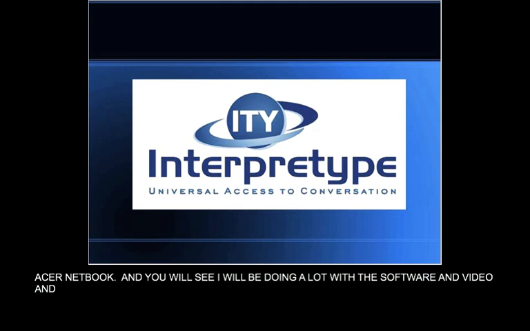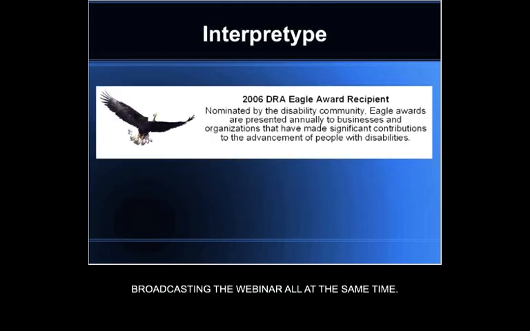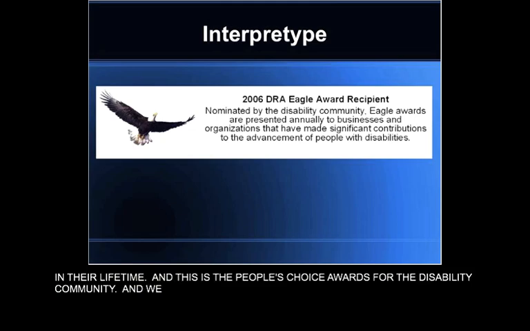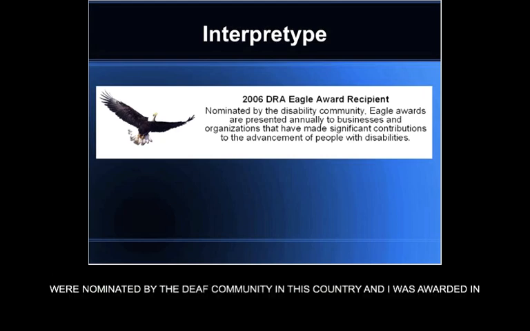So to move through this a little bit, our next slide. We're proud of this. Interpretype was the recipient of the 2006 Disability Rights Advocacy Eagle Award. One company can only get this once in their lifetime. We were proud to receive this in 2006. And this is like the People's Choice Awards for the disability community. We were nominated by the deaf community in this country, and I was awarded this in Berkeley, California.